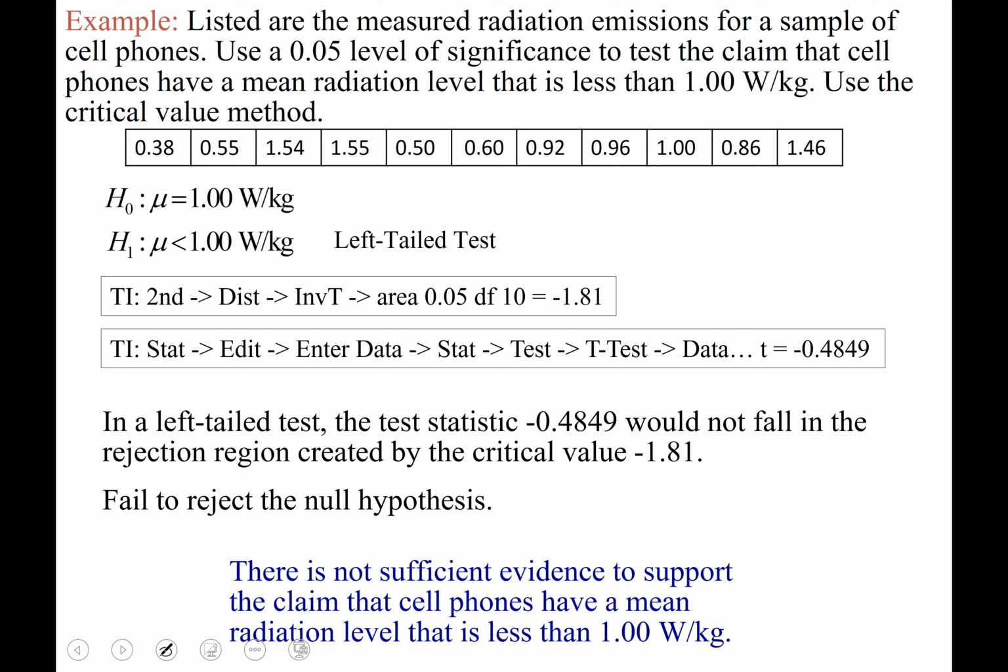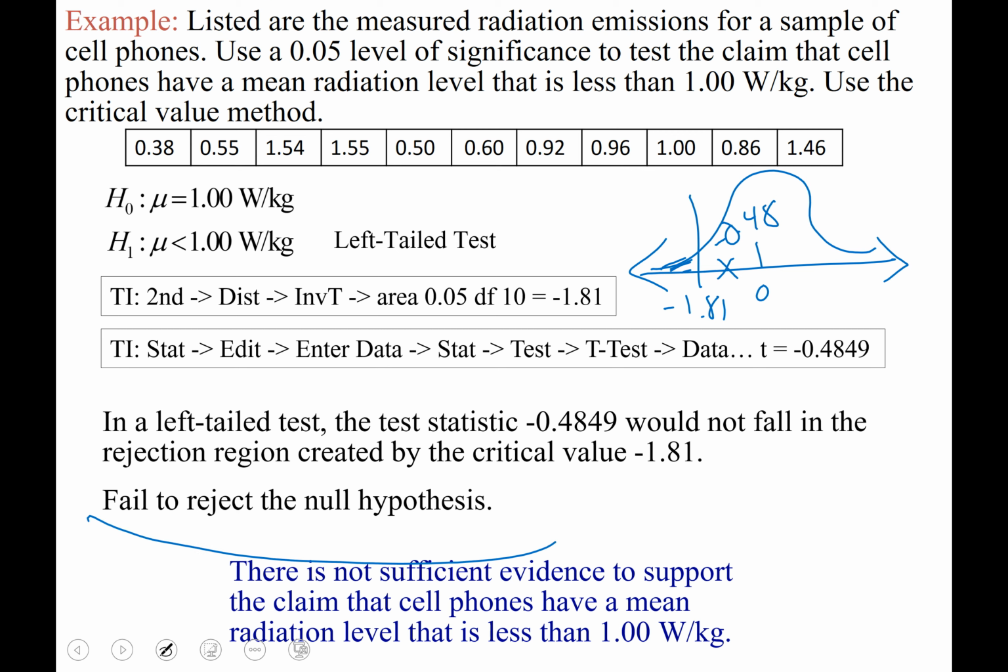The only thing I would probably add to this would be a graph. I think the rest of it's here, but I think seeing that left-tailed test, seeing the -1.81, as well as the test stat right there of -0.48, shows visually why we decided to fail to reject the null hypothesis.